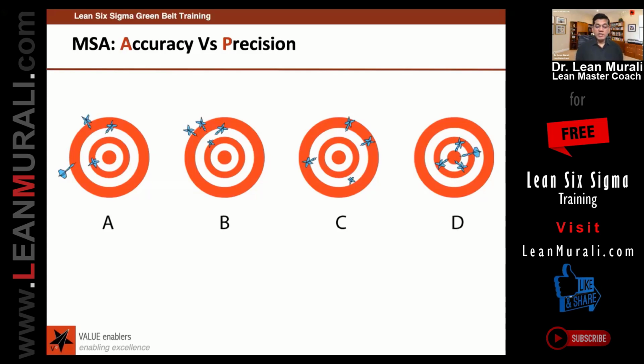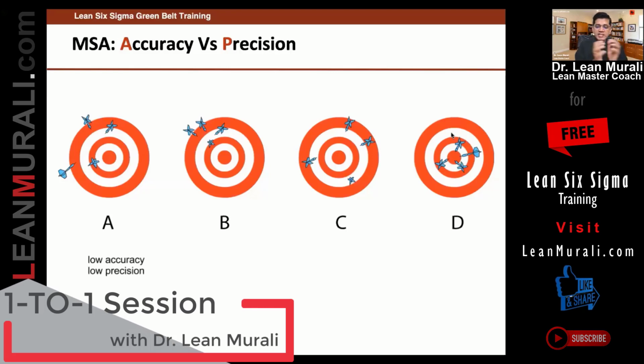Okay, so the next question is very important. D is the best and we want a D, but which is the second best? There is always a confusion between B and C. Let me explain to you further. By definition, if the average is pointing towards the center, that means it is accurate. And if they are closer, that means it is precise.